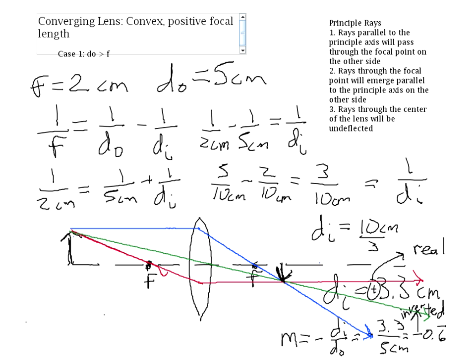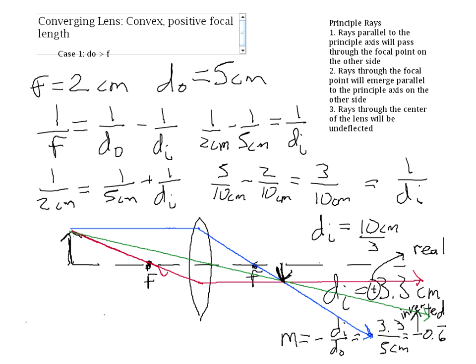Second, we see that we got an image that is a little further away from the lens than the focal point. And that also matches what we got algebraically. We got that the image location algebraically was 3.3 centimeters away from the lens. The focal point's 2 centimeters away from the lens, so that appears to match up.